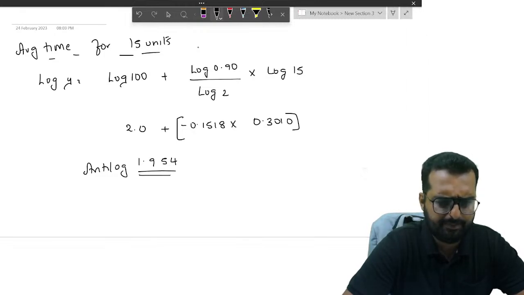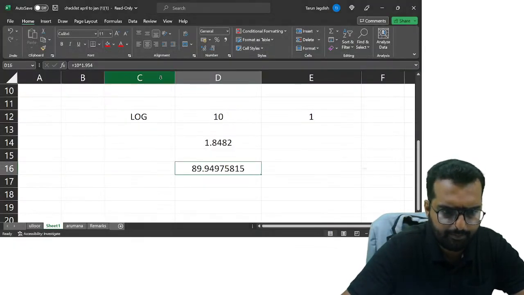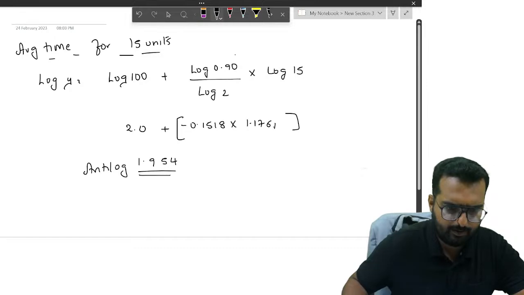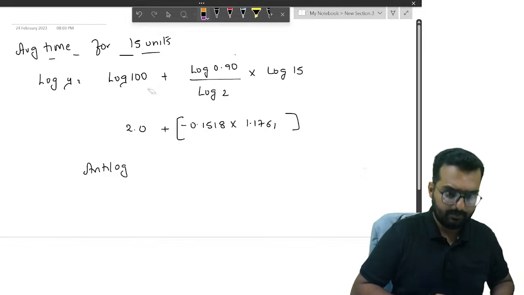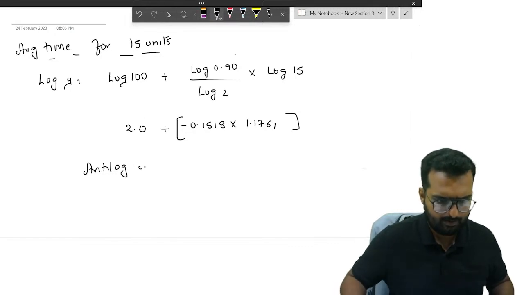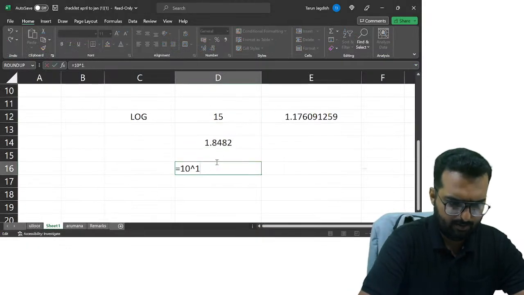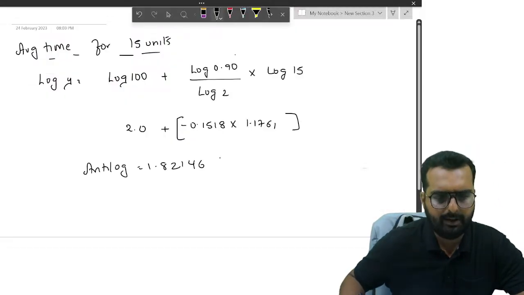No, something is wrong here. Sorry, it's not 0.3010. That's a mistake. I should take log 15, correct? I did not take log 15. That was a mistake from my part. How much will be log 15? 1.1761. Therefore, even this number will change. I get the answer as 66.29 minutes.